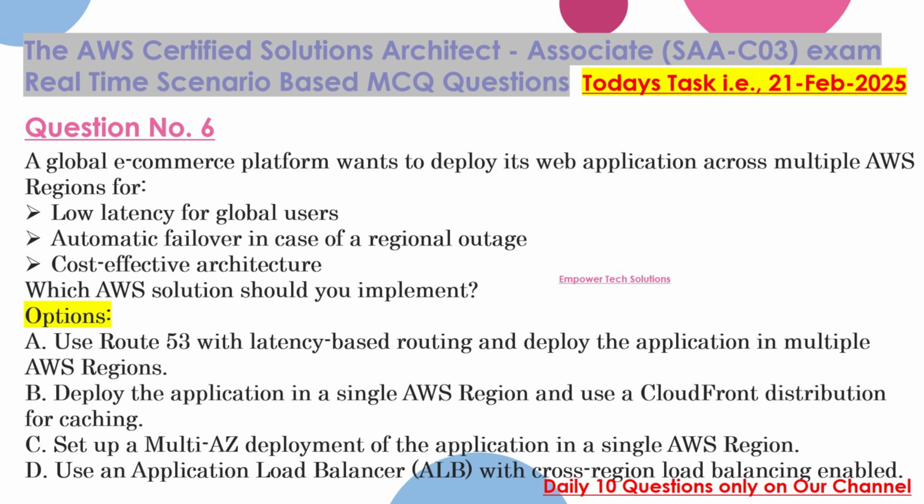B. Deploy the application in a single AWS region and use a CloudFront distribution for caching. C. Set up a multi-AZ deployment of the application in a single AWS region. D. Use an application load balancer, ALB, with cross-region load balancing enabled.